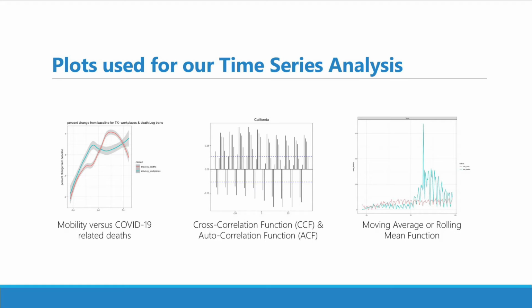Another plot we also thought would be insightful to our study was a cross-correlation chart, or in other words, a CCF plot. This plot was used to evaluate whether there is a correlation between mobility and COVID deaths, not only at that instantaneous point in time, but also if the data was lagged either forward or backwards a certain number of days.